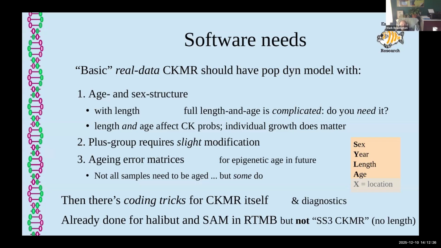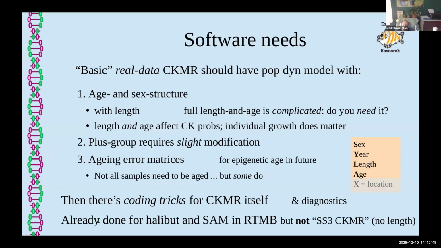Other than that, there's nothing fundamental in the software platform that needs to change, but there are a number of coding tricks for close kin itself, for instance to make it run in reasonable time. And it would be quite interesting to get together and have a focused meeting on what tricks you need to do to get the thing to actually work.